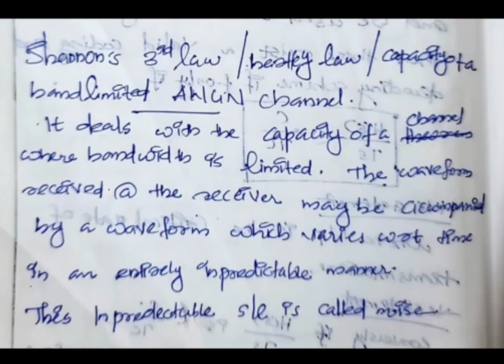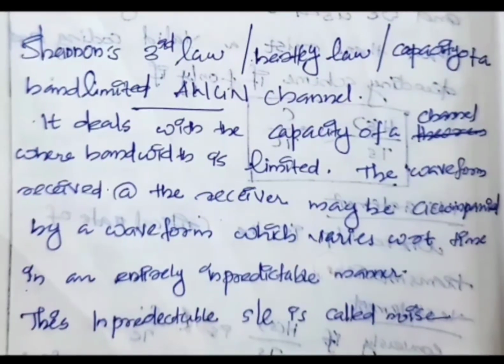Today, we are studying Shannon's third law, also called the Shannon-Hartley law, or the capacity of a band-limited additive white Gaussian noise channel. We have already studied Shannon's first law and second law, and this is Shannon's third law, or the Shannon-Hartley law. It deals with the capacity of a channel where the bandwidth is limited.